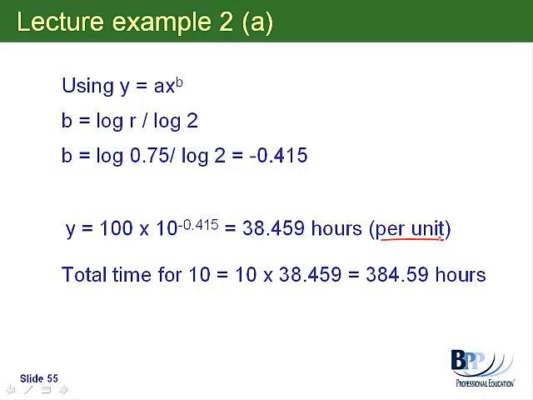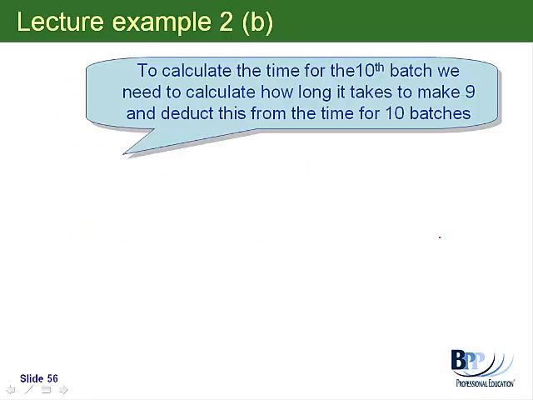Now part B was asking us for the time for the 10th batch only. Now again, this isn't the 38.459, because remember that is just the average. It's not the actual time for the 10th batch. So what we need to do is say, okay, how long does it take me to make 10 batches? How long does it take me to make 9? One from the other will give me the time for the 10th.